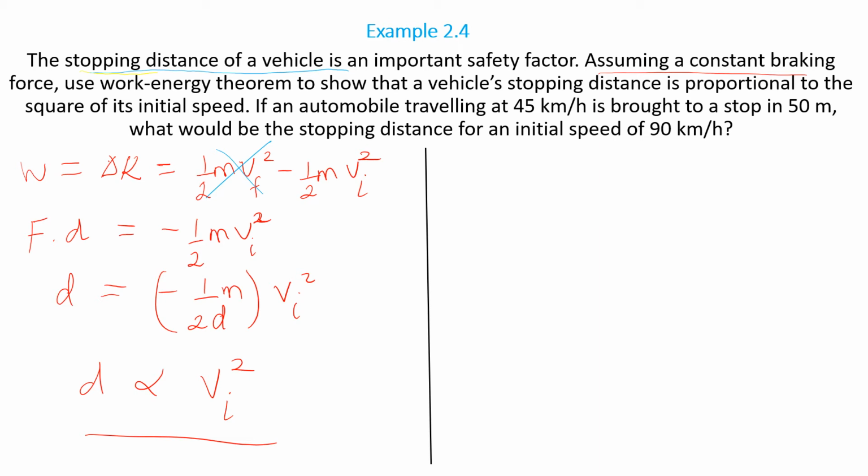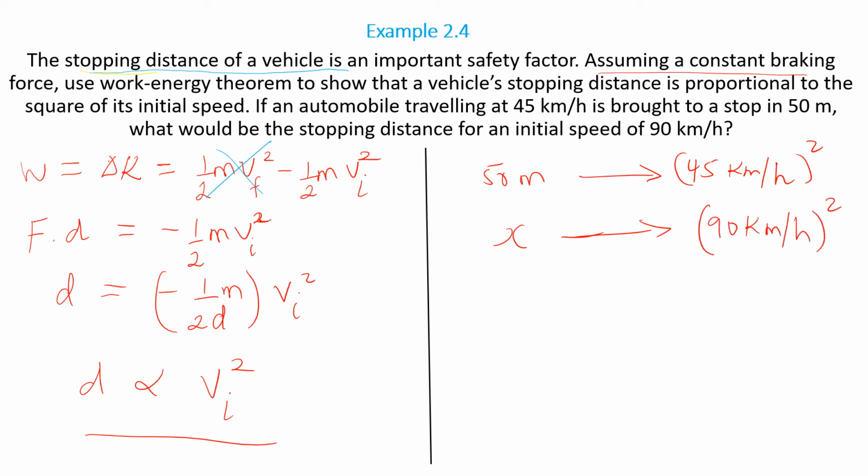Now the next part of the question says that an automobile traveling at 45 kilometers per hour is brought to rest in 50 meters. We can use proportions, because we have seen how they are related: d is proportional to the square of the initial speed. Therefore we would say that 50 meters corresponds to a car moving at 45 kilometers per hour, squared. Then what will be the distance, maybe x, if now the car is moving at 90 km per hour, squared? This is how they are related.